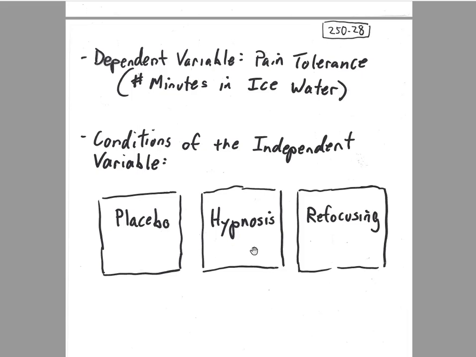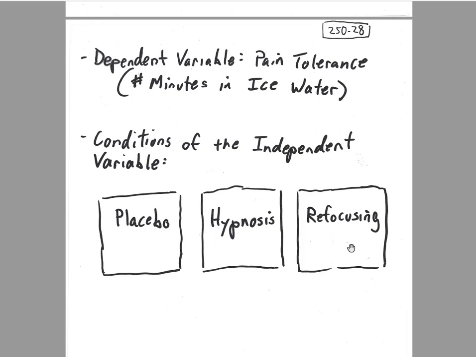You've randomly assigned 1/3 of your participants to a hypnosis condition. You put them under hypnosis. You tell them that you don't experience pain. When you come out of this hypnosis, you'll be able to keep your hand in the bucket of ice water for a long time and it won't hurt.